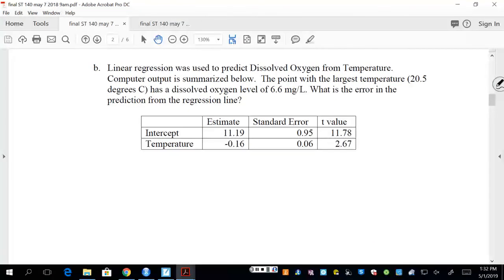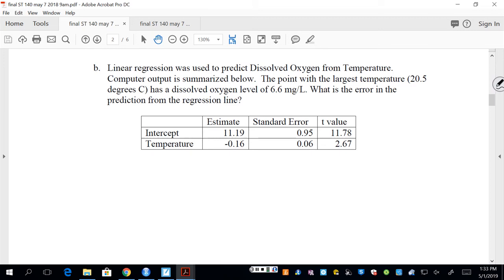The second question, here's the linear regression output. The largest point on there, the largest temperature at 20.5 degrees Celsius, and dissolved oxygen at 6.6. What's the error in the prediction line? So this one we have to get the prediction line and then calculate the difference. So we have a point. So the output of R or Minitab or everything generally kind of looks like this, right?